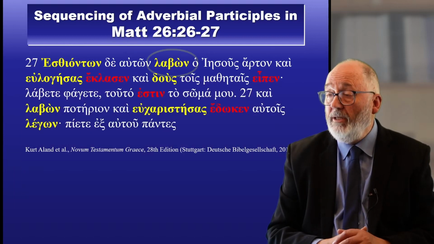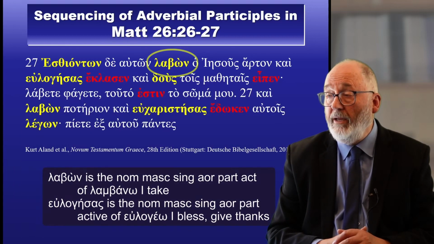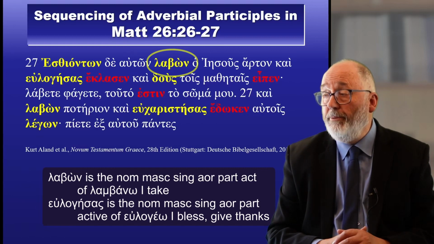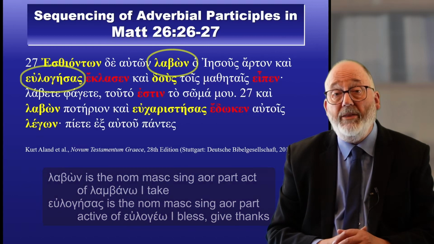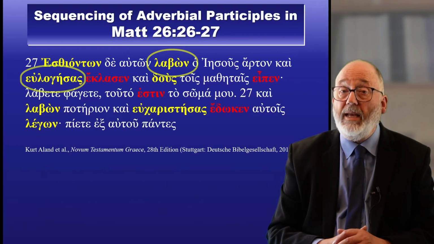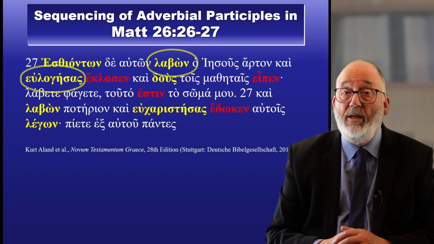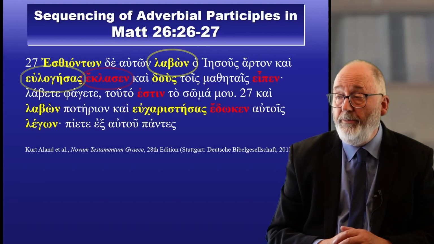We have a participle in the genitive, and autōn is in the genitive. The next participle is labōn. It's in the aorist tense. Jesus labōn, taking bread, and eulogēsas, blessing it. So this is in the aorist tense. This happened before the action of the main verb.